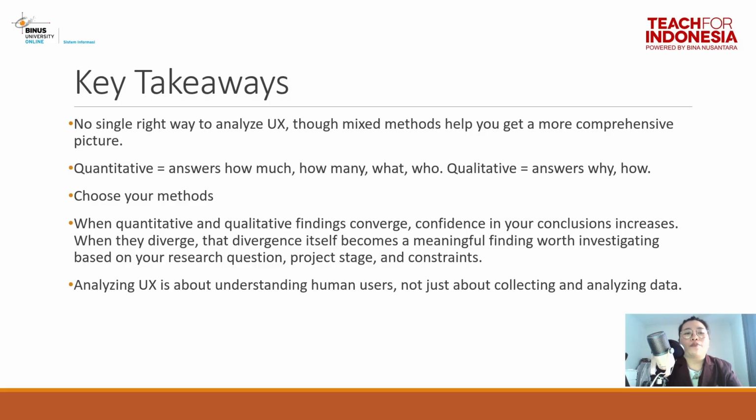You can choose your methods based on your research goal, your research questions, your needs, the system's condition, and your state or your stage of development, or your time constraints, your cost constraints. Obviously, when the findings converge, you have more confidence in your conclusions. When they diverge, that becomes another thing that you can investigate in order to better your system even more. All of this we do because analyzing UX is all about understanding human users. It's not just about collecting or analyzing data.